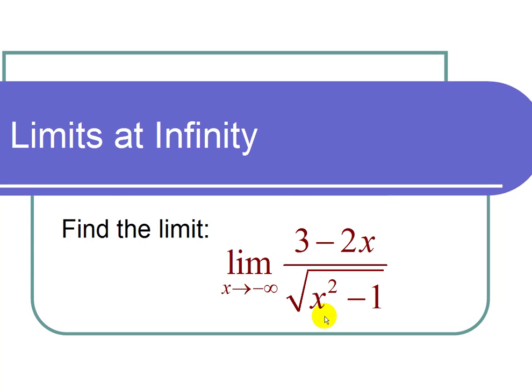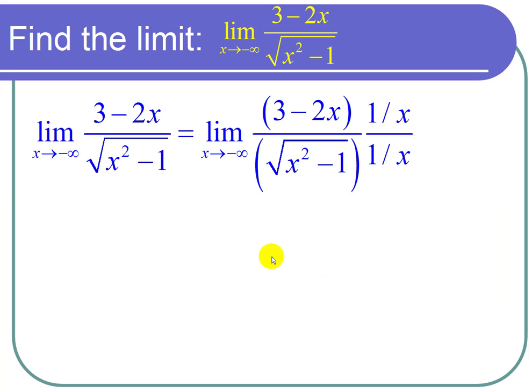So when we look at this limit, what we want to do is divide by the highest power of x on top and bottom. So notice on the top, we have an x to the first power. And on the bottom, if we ignore the minus 1, this is a square root of x squared, or an x to the first power also. So I multiply top and bottom by 1 over x. And then comes a mystery.